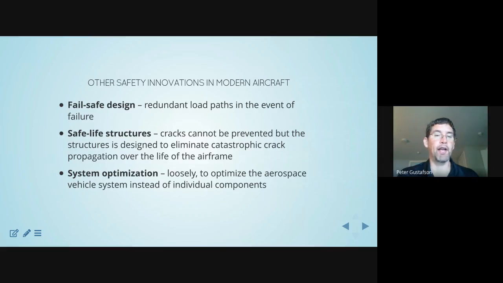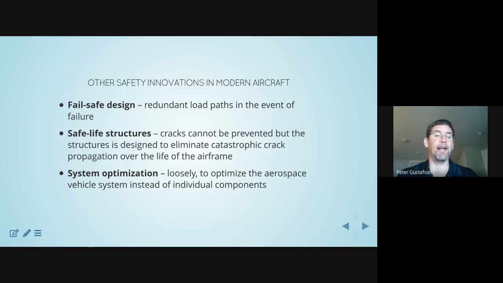Some other things that are going on in modern aircraft. So at least from a structural perspective, one of the challenges that we face is the idea of fail-safe design. We like to have redundant load paths in the aircraft. In the event of a failure of one structure, the load can be carried through another structural element or along a different load path. This allows us to limp home, to get the aircraft on the ground safely, even after some sort of structural failure.